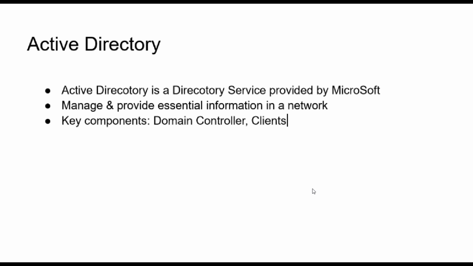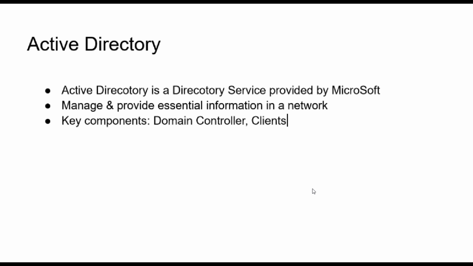Active Directory is a directory service provided by Microsoft. There are other types of directory services, such as Apple Open Directory and OpenLDAP, but essentially, they have the same functions, which is to manage and provide essential information in a network. Essential information in a network includes user information, device information, files, or groups, as well as authentication and access control.